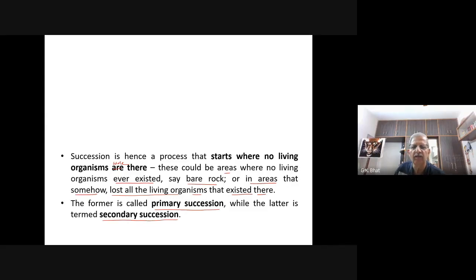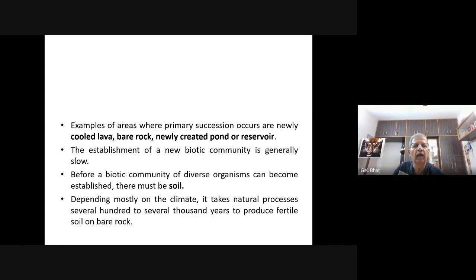What is primary succession? Primary succession is the succession which starts on bare rock area. Secondary succession is the succession which starts in an area where some organisms were there, but they got lost. Understood? Examples of areas where primary succession occurs are newly cooled lava, bare rock, newly created pond or reservoir. These are all new areas where no organisms ever existed.